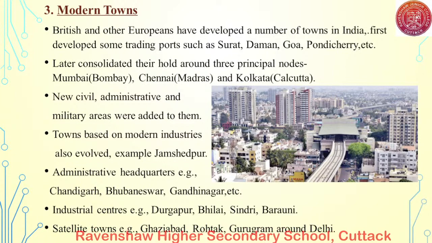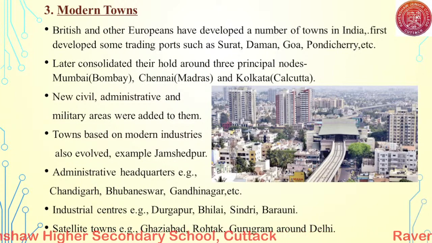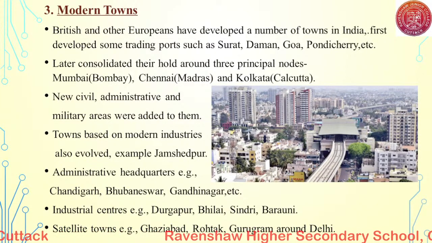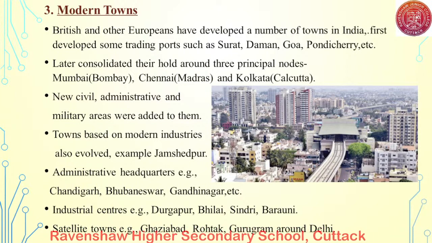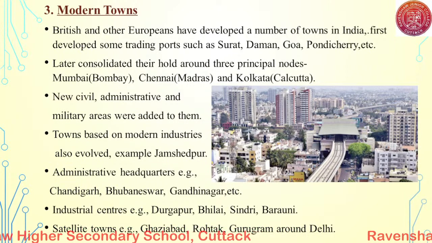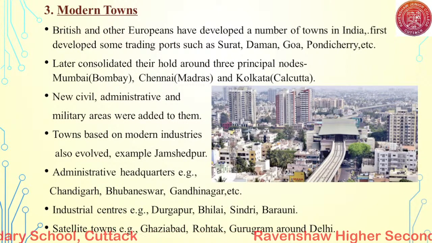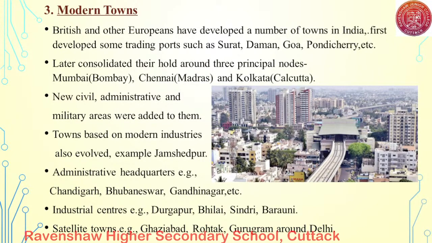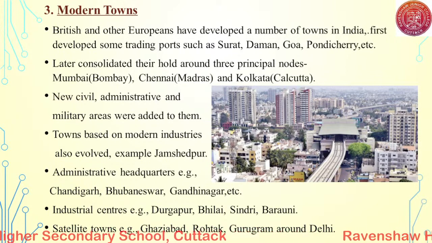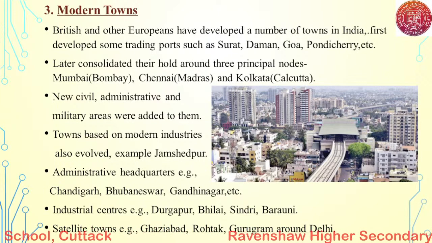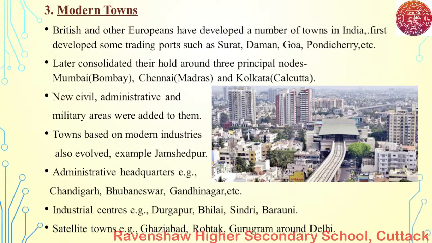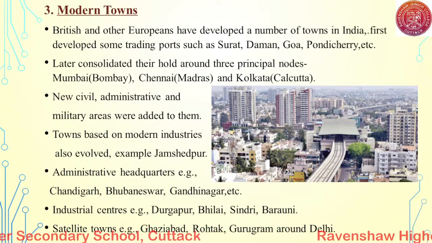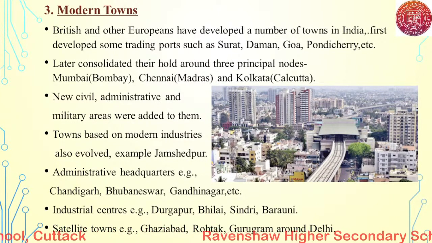Then the next towns are the modern towns, and the Britishers and other Europeans developed a number of towns in India. They first developed some trading ports like Surat in Gujarat, Daman, Goa, Pondicherry. These towns developed as trading ports. And later the Europeans and Britishers consolidated their hold around three principal centers or nodes.